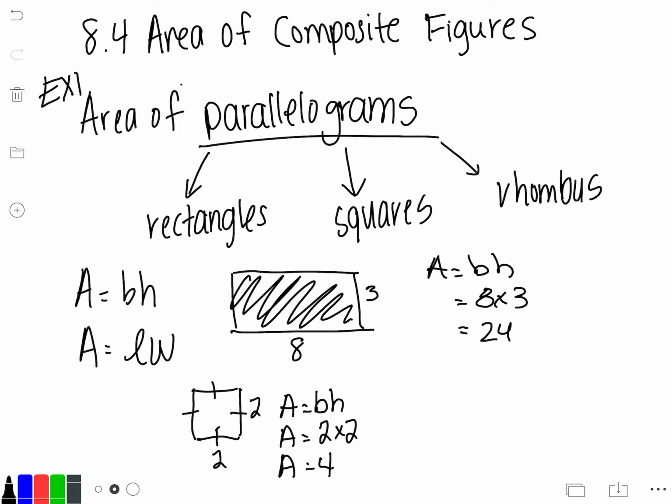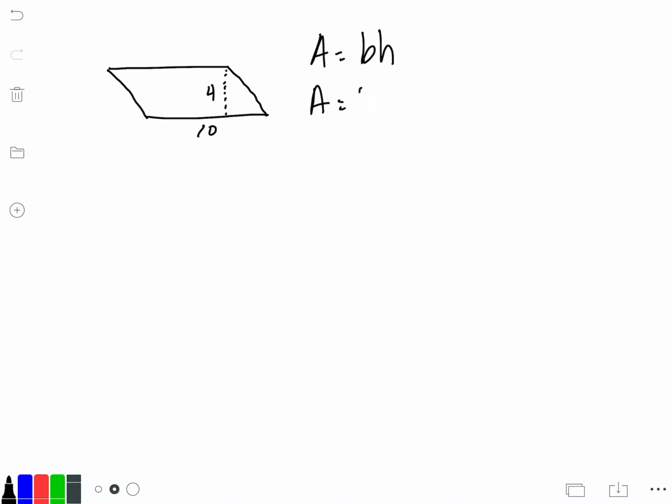Let me do one more for you. This one would be, I'm going to have to clear my screen, like a parallelogram that might look like this. And so what they do with this type of parallelogram, they might show you a dotted line to represent the height. Let's say that they give you that height is 4. And your base going across the bottom is 10. Still use formula base times height. So you've got 4 times 10, which is 40.